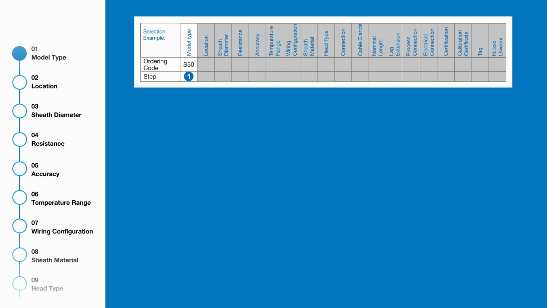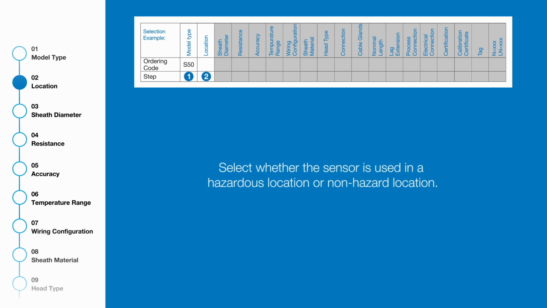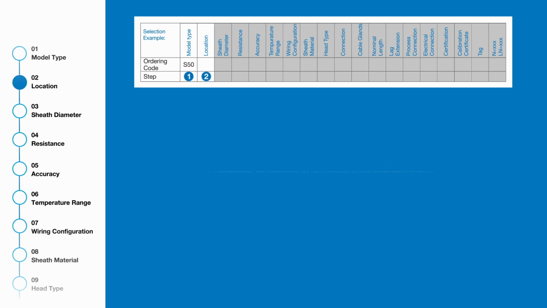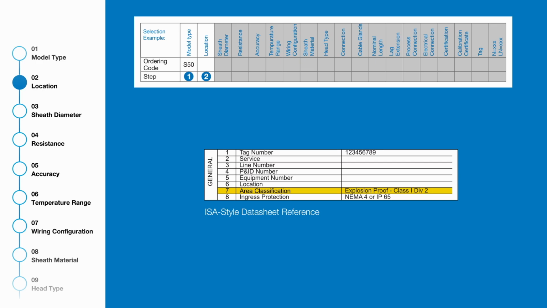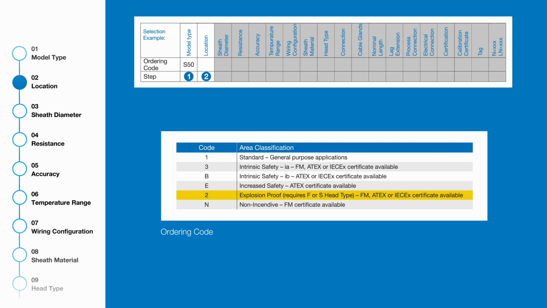Next is the area classification or location. So we need to review the ISA datasheet to see what the area classification requirement is. The classification requirement is explosion proof, class 1, division 2. We're going to select the code for 2, explosion proof.